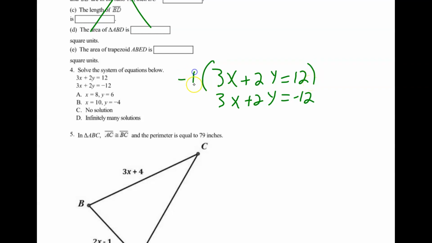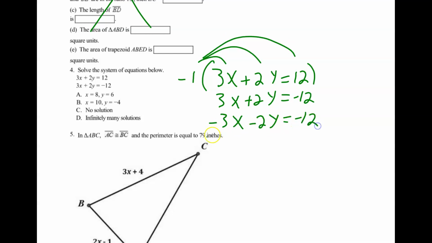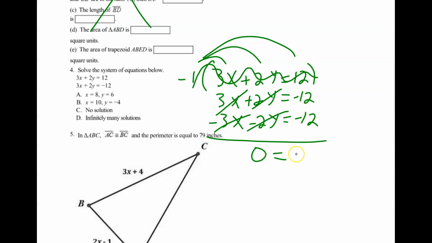Let's multiply the top here by negative 1. Remember you have to distribute negative 1 to everything on both sides of the equation, giving you negative 3x minus 2y equals negative 12. So we kind of ignore this first equation for a second. Combine these. Well, positive 3x, negative 3x, they cancel. Positive 2y, negative 2y, they cancel. What are you left with on the left-hand side of the equation? 0. Minus 12, same signs add, keep the sign.